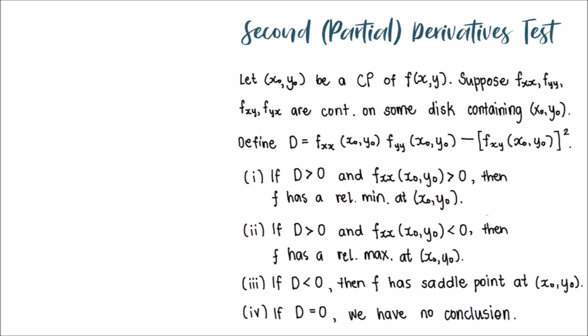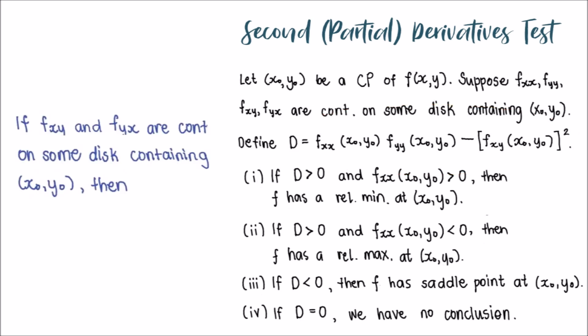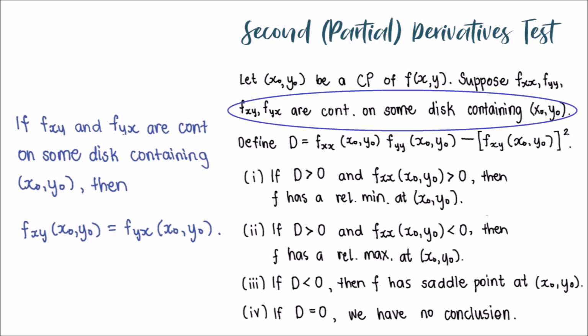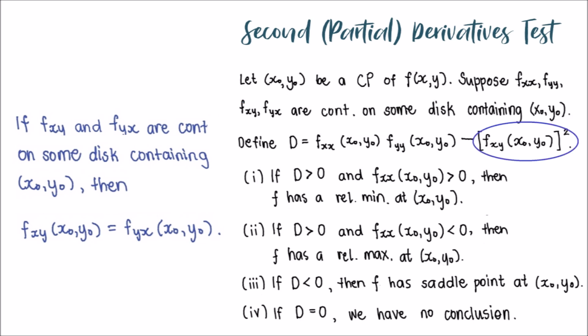Maybe you are wondering, why is the derivative f sub yx not included in D? We have a result that if a function is continuous on some disk or a circular region, then f sub xy is equal to f sub yx for all points on that disk. That is why this condition is necessary. So the square of f sub xy here is actually the product of f sub xy and f sub yx. We will not bother discussing the proof of this second derivatives test. What we wish to do here is how to apply this test.